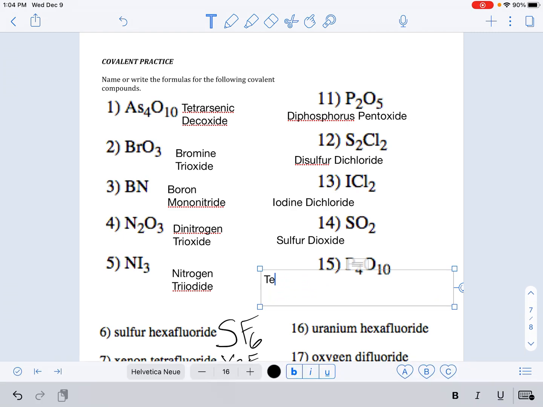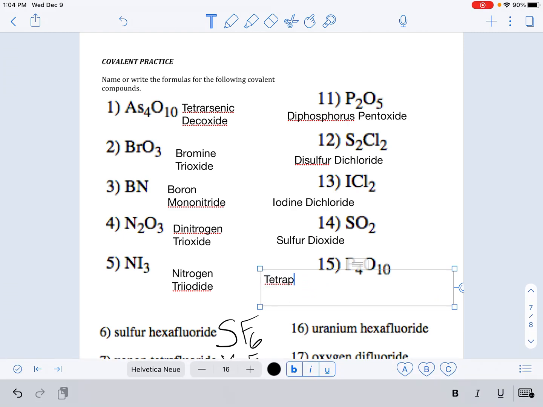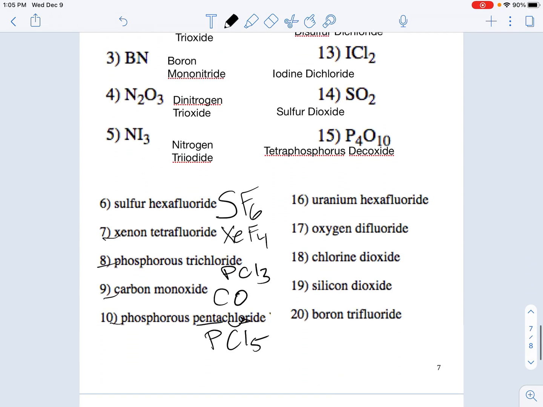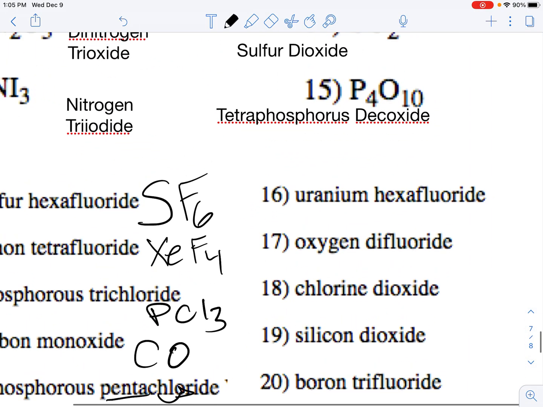Lastly, I have 4 phosphorus, that's tetraphosphorus. And then 10 is decoxide. Very similar. Notice the only thing different between that one and this one up here is that's tetraarsenic decoxide. This one probably threw you for a loop.